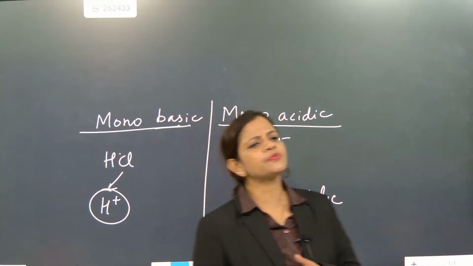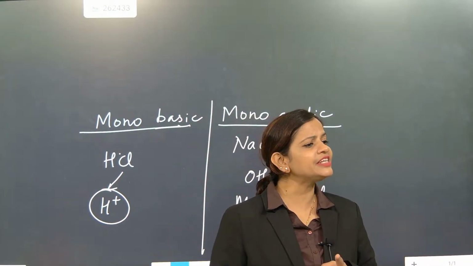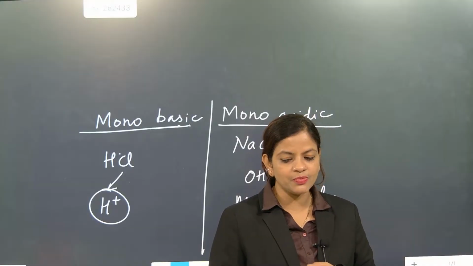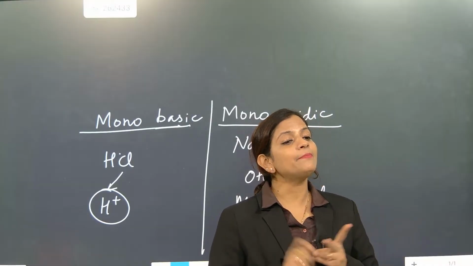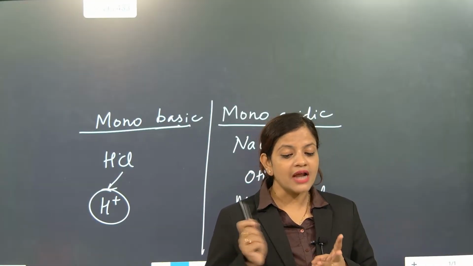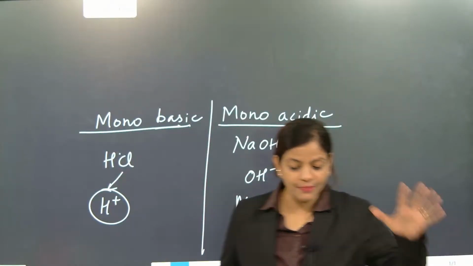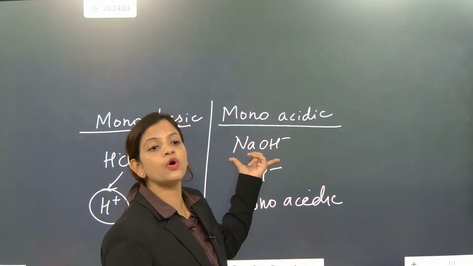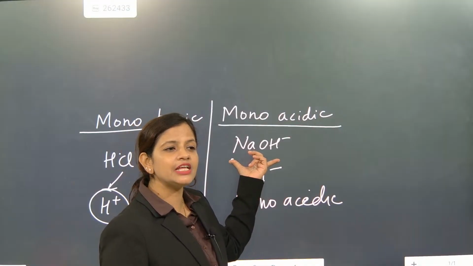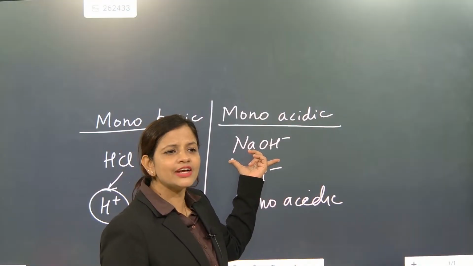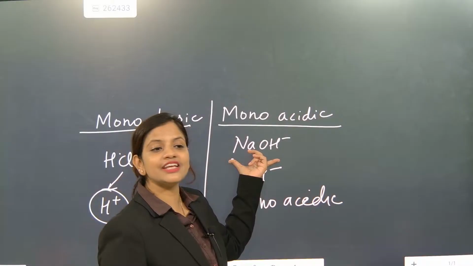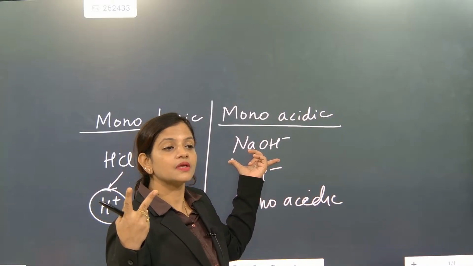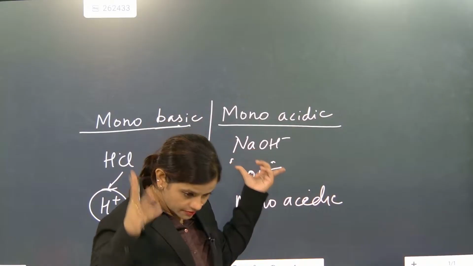Monoacidic means single OH minus. Diacidic means two OH minus, and triacidic means tri, which is 3. That we must remember. Understood or not? So if somebody asks about this one, what are you going to say? Is it a monoacidic base? Monoacidic. How many OH minus are there? When it will have 2, diacidic. When it will have 3, triacidic. Very good. Super.